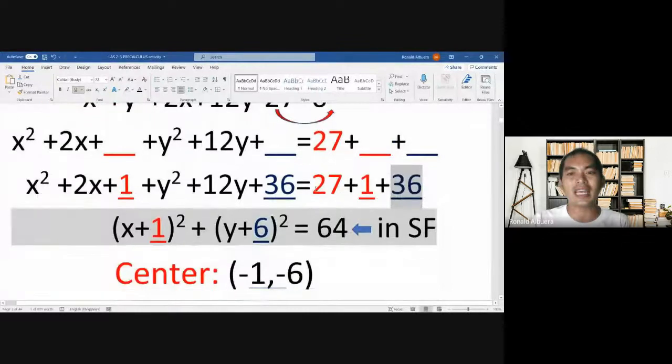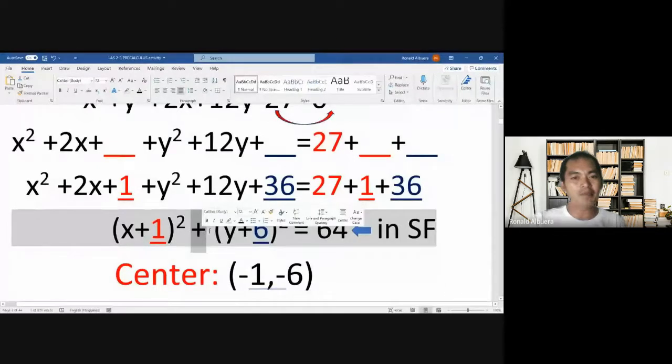Then after that, simplify the right side. 27 plus 1 plus 36 equals 64. And how about the other side? It became a perfect square. Okay, what you will do is make a parenthesis. Then, the square root of the first term, which is x, copy the sign of the middle term, which is positive. Then, the square root of the last term, which is 1. Then, close the parenthesis. Then, put a square.